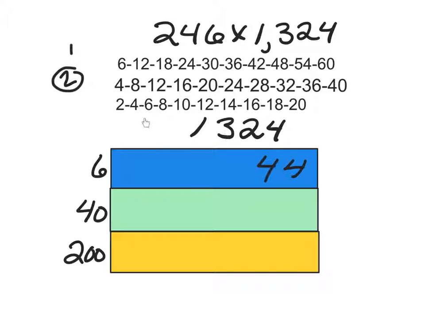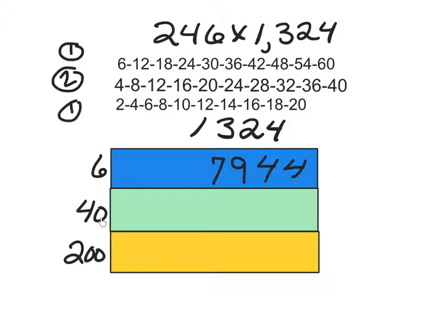6 times 3. 1, 2, 3 gives me 18. Plus this 1 here will give me 19. I'm going to drop the 9 and carry the 1 and move along. 6 times 1, well, that's 6, right? Plus 1 is 7. Drop that 7, and bam, you are all done with this area box right there.